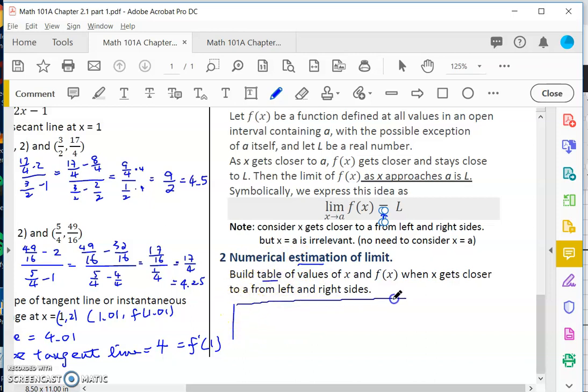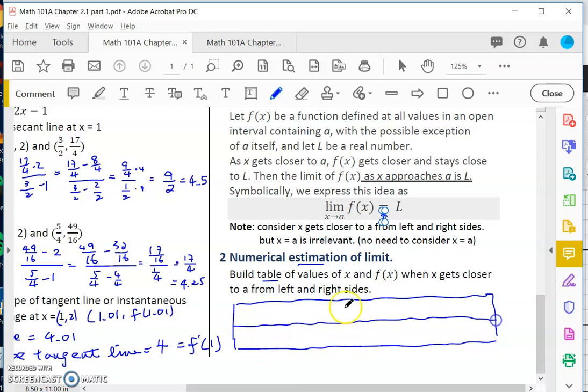The way we would normally do it is to draw a table. I used to draw it horizontally, and most books do it horizontally, but if you look at the textbook, they do it vertically. The first column is the x value, and this is a, and this is f of x. But we never need to do f of a, so shade this out. Don't need to do f of a.